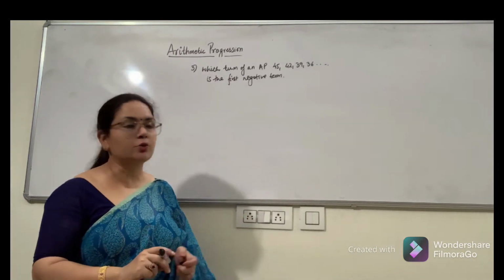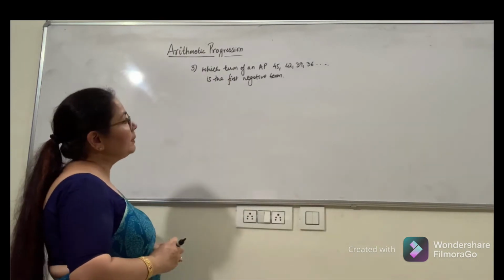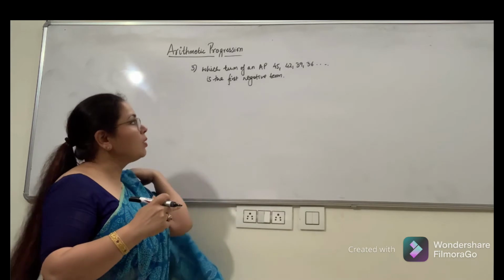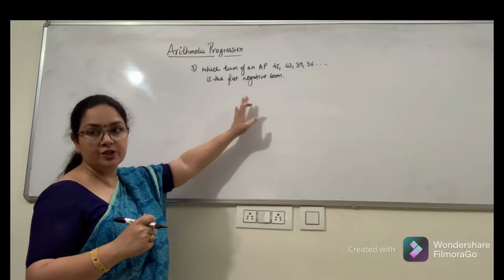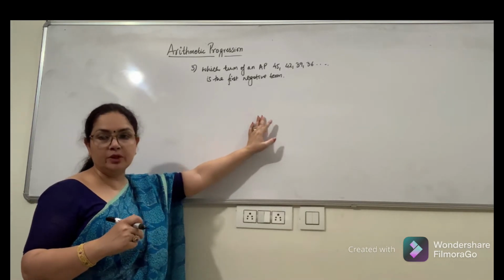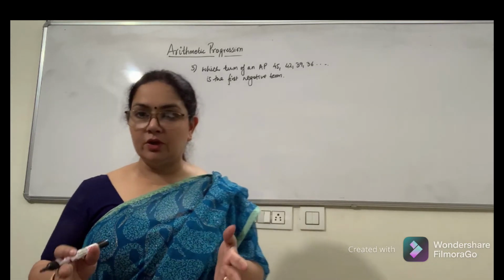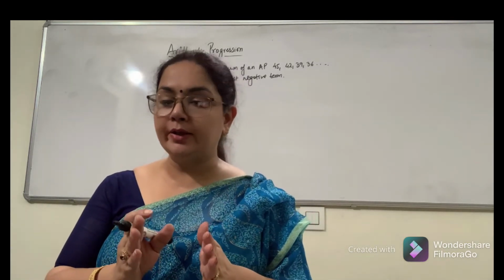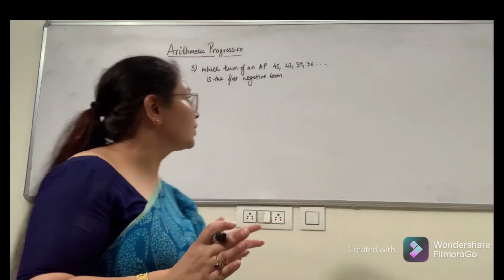So moving on to the third question. Which term of the AP 45, 42, 39, 36 is the first negative term? How will we calculate the first negative term? First negative term means we are going to find the term which is zero.